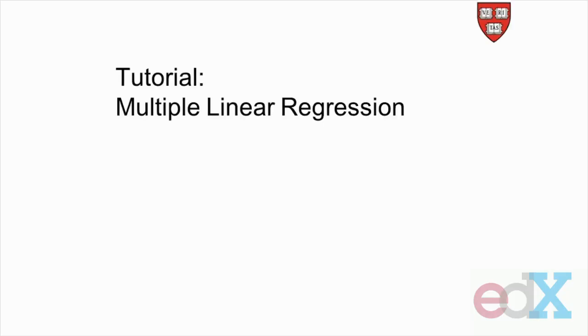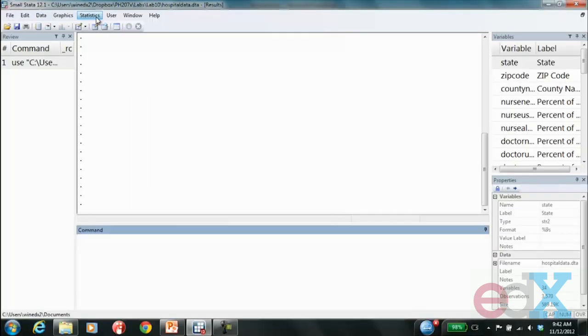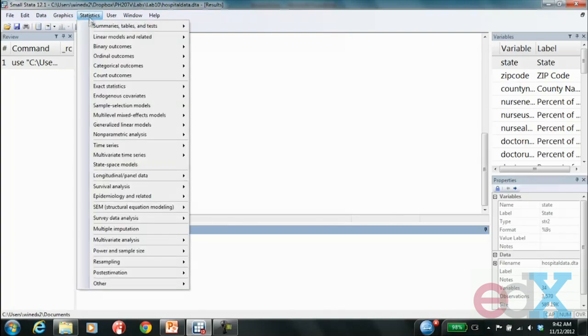We're going to continue with the hospital performance example and now consider the case when a hospital wants to assess the impact of both nurse communication and hospital level on the percentage of patients who would always recommend the hospital. Go ahead and open up the hospital data dataset in Stata and we'll get started with the multiple linear regression example. The first thing we want to do is make a scatter plot of the outcome versus the new covariate.